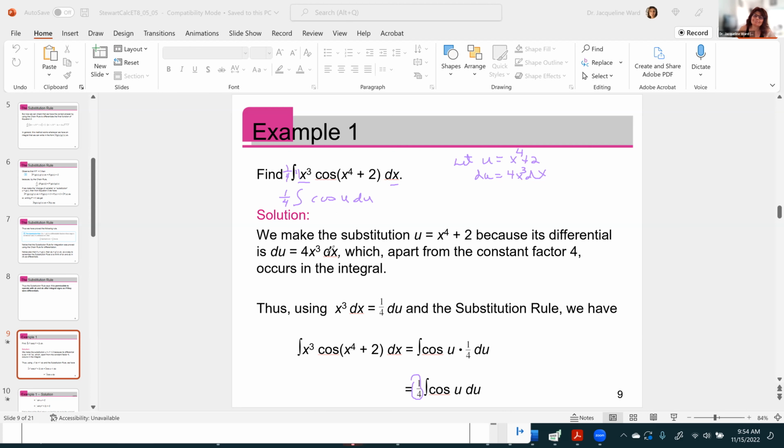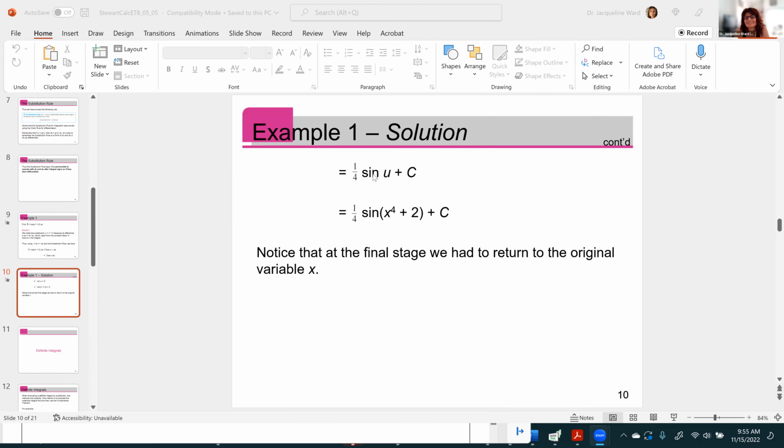But then we don't do anything with the cosine? We leave the cosine as it is. No, we just haven't finished integrating yet. Okay. So this is just making the substitution. And then we know how to integrate the cosine. It's sine. And then you substitute back for u, because in the end we want our result to be in terms of x.